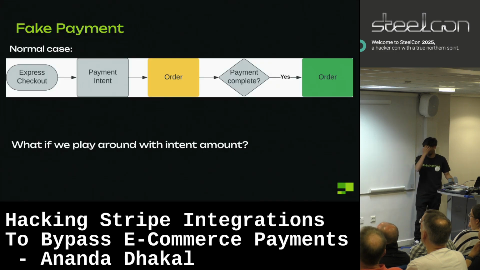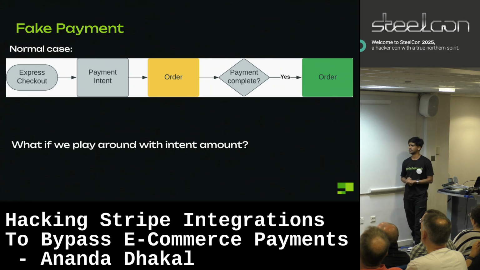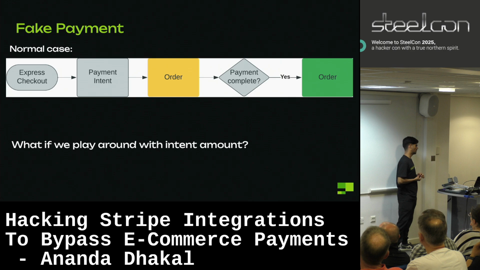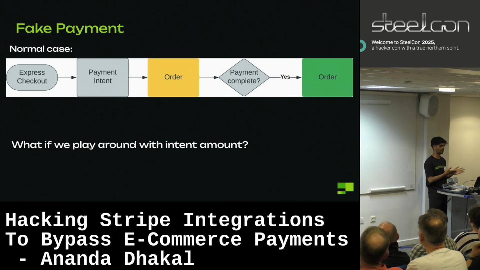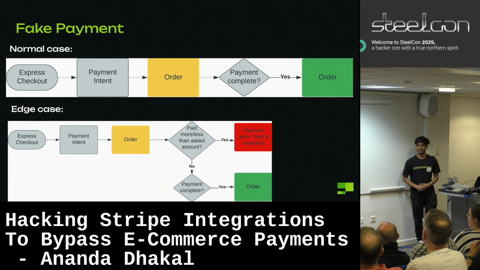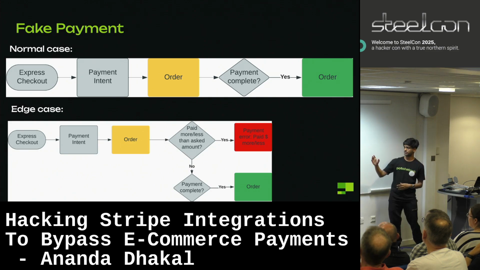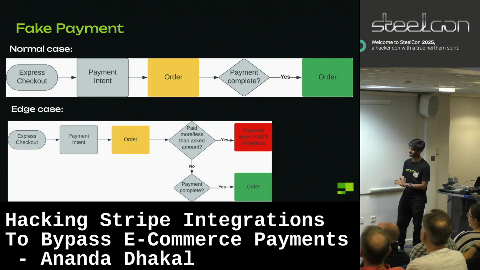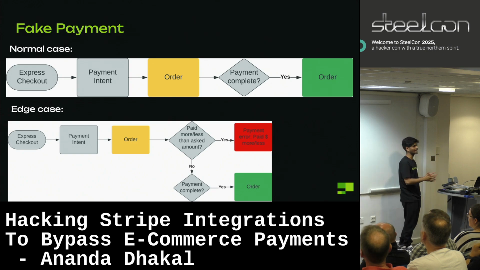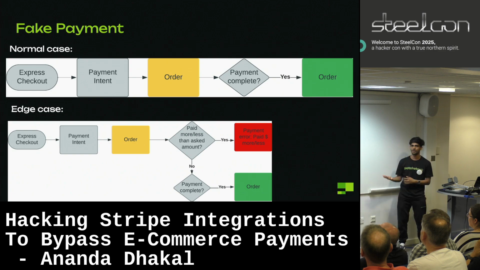And so I thought for a moment, what if we play around with the payment intent, and what if the check is being done before checking whether the payment status is succeeded or not. So that's what I tried, and I found out that if you create an order, it basically checks whether you paid more or less first, and then it checks whether you actually paid or not.